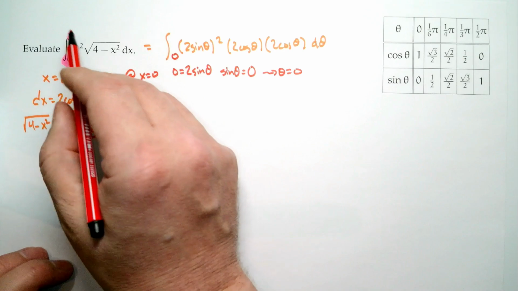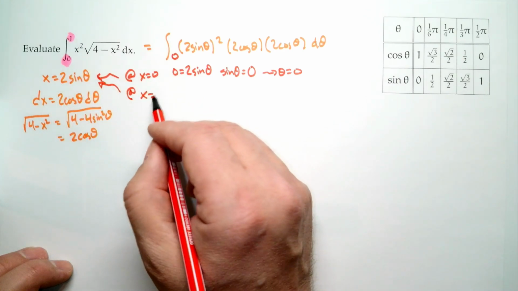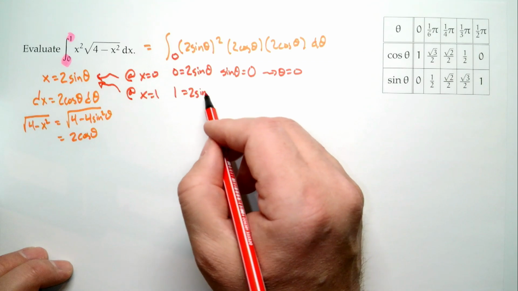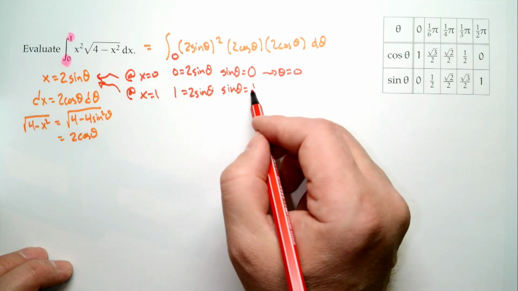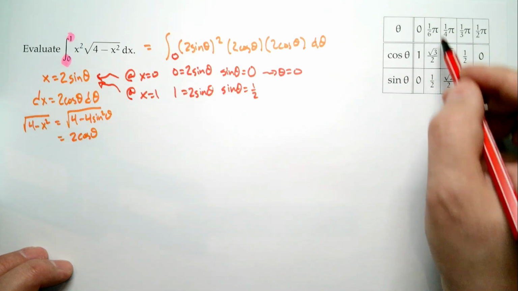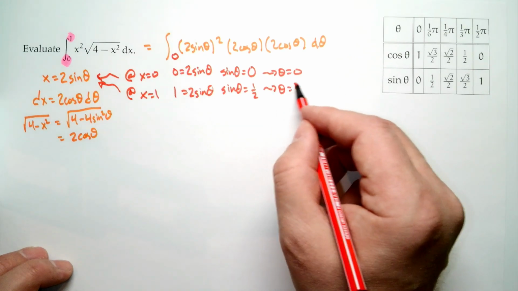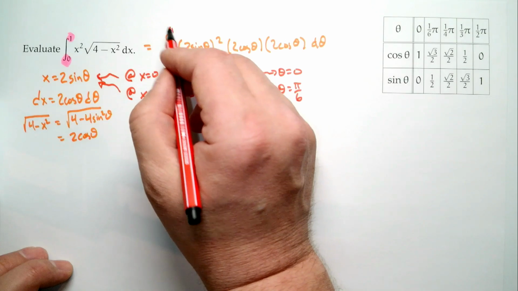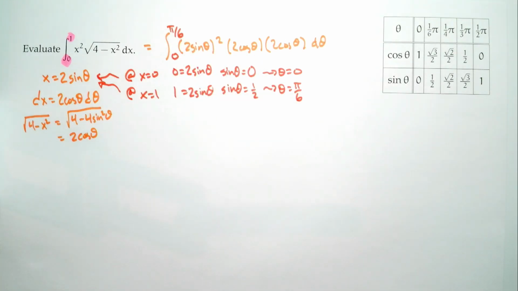Then do the same thing for the upper bound. At x equals 1, 1 equals 2 sine theta, so sine theta equals a half. Where does sine of theta equal a half? There it is, theta equals pi over 6. You might be wondering, would they actually give us the chart? They did, on the exam. Pi fourths, 0, pi halves, you should know those. When we start doing things like pi over 6 and pi over 3, we say, let's give them a chart.